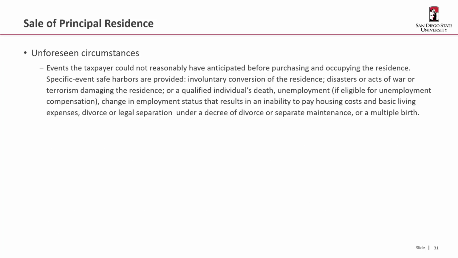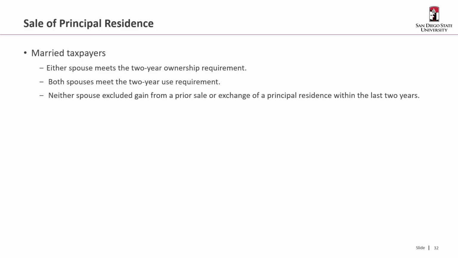Unforeseen circumstances is the biggest one, and of course there's no set principle, so what we have are a bunch of court cases or regulations. These are supposed to be events that you could not have reasonably anticipated before purchasing and occupying the residence. So, for example, acts of war, terrorism, someone's untimely death, unemployment, divorce or legal separation, or a multiple birth, right? So if suddenly you had triplets and you had just bought a home that really didn't have space for triplets, you were assuming you'd only have one child, that's an unforeseen circumstance.